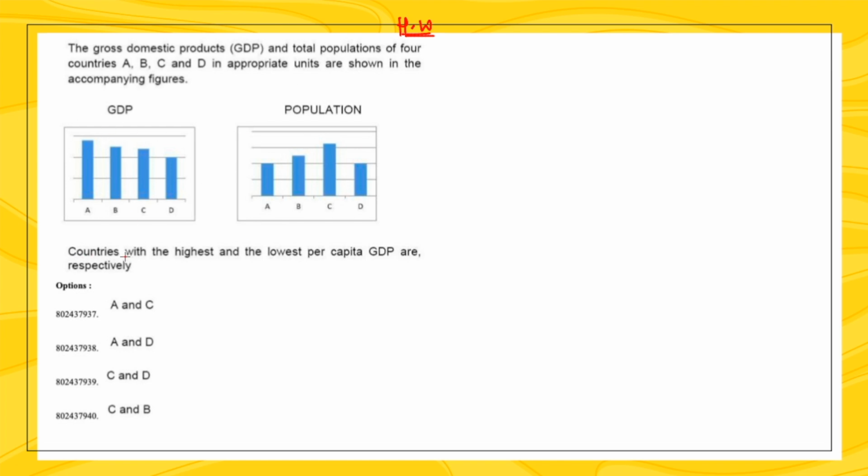Now it says countries with highest and lowest per capita GDP are. Now you have to understand what this per capita GDP is. So you have to tell for the highest and lowest both. First of all, let me tell you that per capita GDP is basically GDP divided by population.